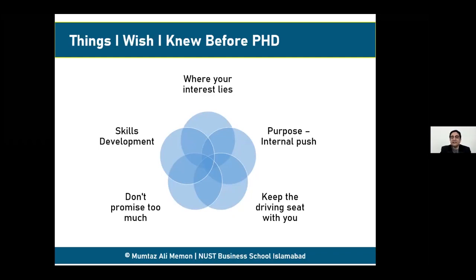Okay. And then don't promise too much. Oh, you want to study 6 countries? Oh, please don't. Do something which is doable. And this is also another hallmark of scientific research.